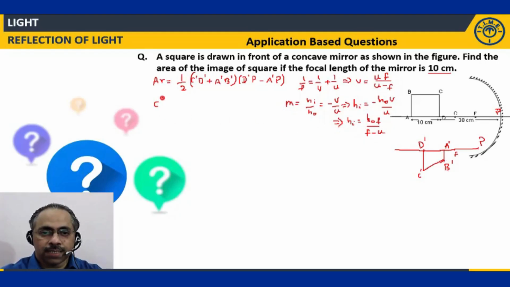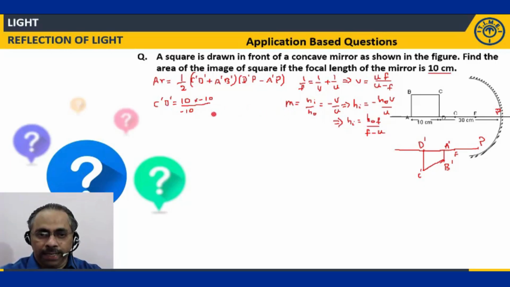Let us now work out for C dash D dash. This will be equal to what? HO. What is HO? This is the object size, that is 10 centimeter. CD is 10 centimeter into F. What is the focal length of the mirror? 10 centimeters. So into minus 10 divided by, okay, F minus U. F is again minus 10.